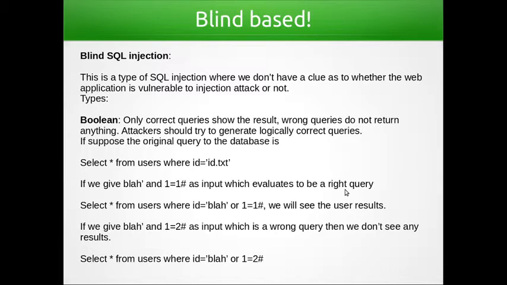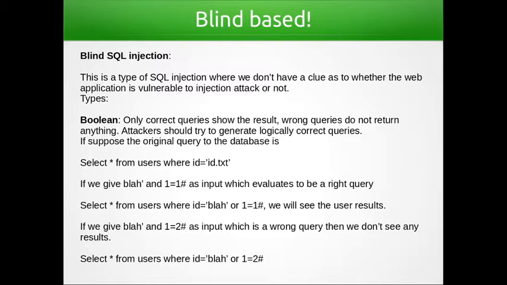Okay, and then there is blind SQL injection. This is the type of SQL injection where we don't have a clue as to whether the web application is vulnerable to injection or attack or not. We don't know whether the website is vulnerable or not, but still we try to attack it blindly. There are two types. One is boolean: only correct queries show the result, wrong queries do not return anything. So this is blind, so we attack. If the query is right, then we can see the result. If the query is not right, we don't see anything.